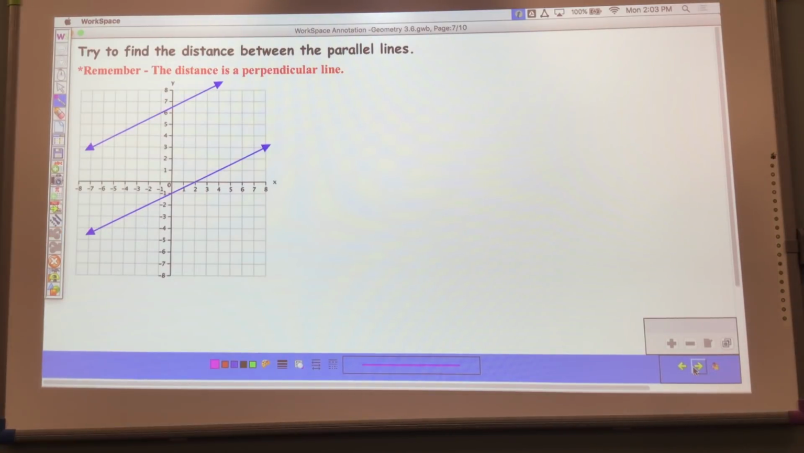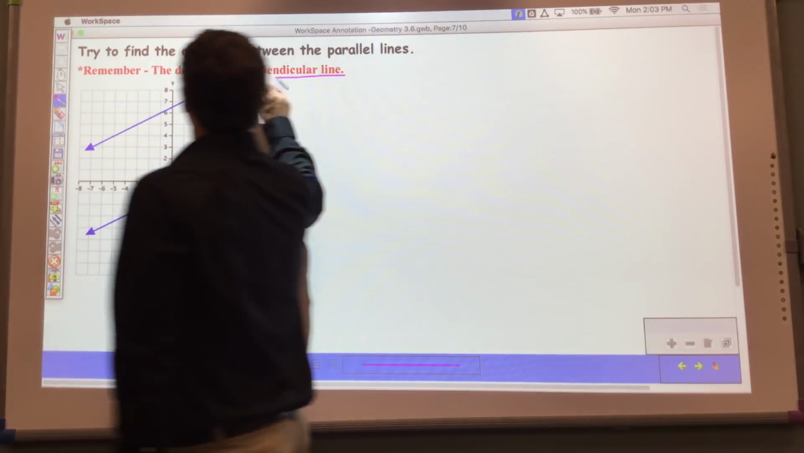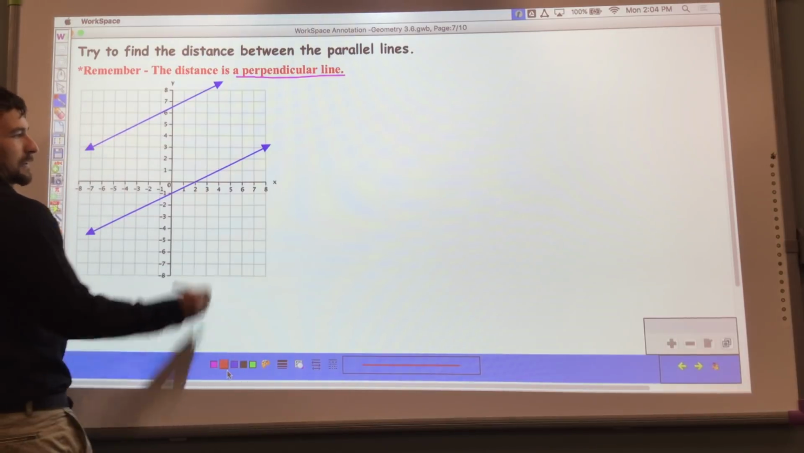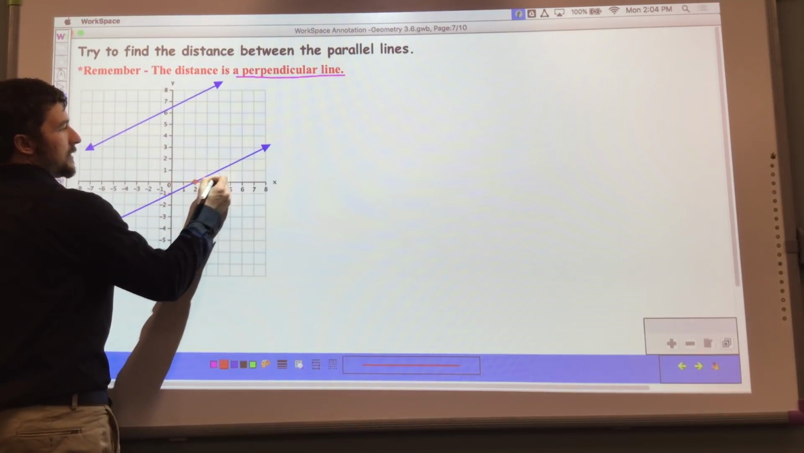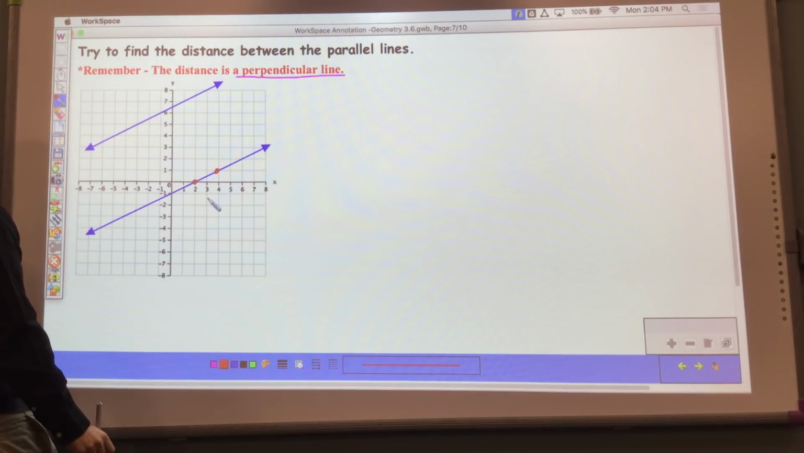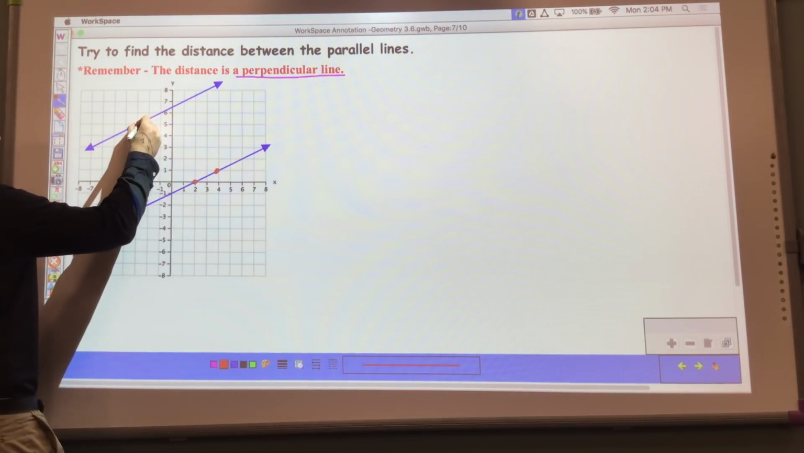All right, find the distance between parallel lines. Remember, distance always needs to be a perpendicular line. Well, we know slopes of perpendicular lines are opposite reciprocals. So if we look at these two lines, they have a slope of 1 over 2.